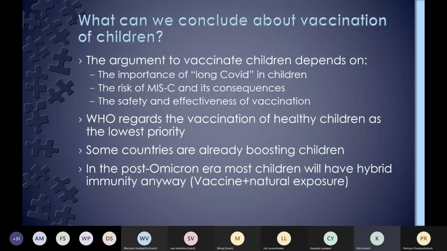So what can we then say about vaccination of children? Well, the argument to vaccinate children depends, in my opinion, most importantly on the importance of long COVID in children, the risk of MIS-C and its consequences, and the safety and effectiveness of vaccination. WHO regards the vaccination of healthy children as the lowest priority. And some countries are already boosting children, as you saw from the European data.